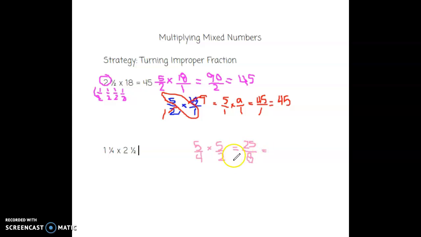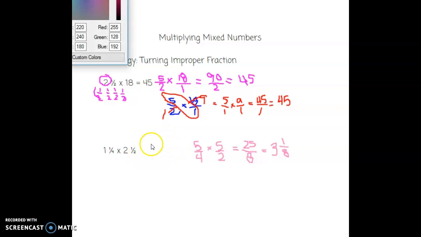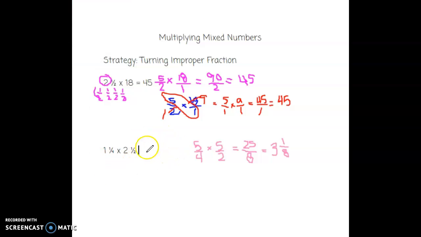So now you think of how many times does 8 go into 25 without going over? And the answer is 3. 8 times 3 is 24. So 25 minus 24 means you've got 1 left over, and then keep the denominator. So your final answer is 3 and 1/8. So we will go ahead and type that in over here. I'm just going to write equals 3 and 1/8.